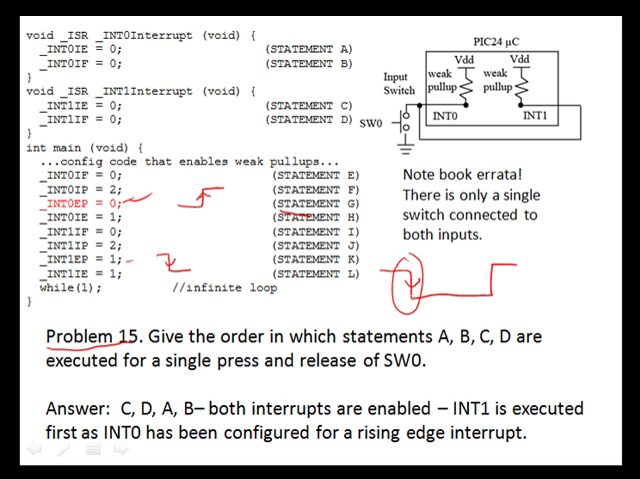Well, when we press the switch, we're going to generate a falling edge interrupt, which means that the int 1 ISR is going to be executed first. So statements C and D will be executed. When we release the switch, we'll generate a rising edge interrupt, which means that int 0 will then be executed. So A and B will then be executed. So the answer is C, D, A, B.